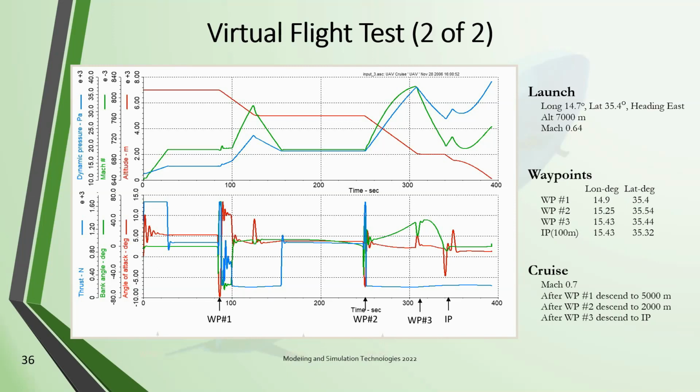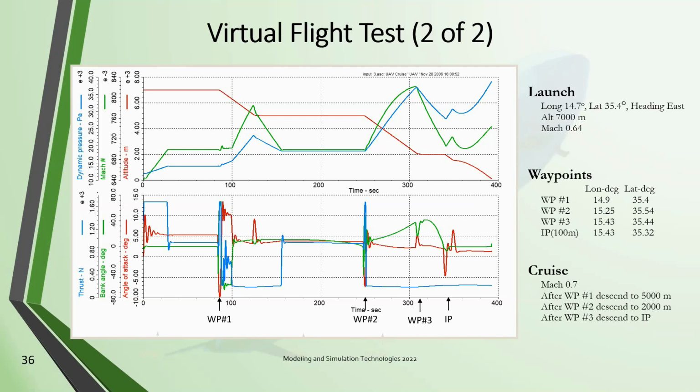We're following the Mach number. Well, the launch is at 0.64, but we want to cruise at 0.7, which is pretty much obtained while it cruises at this 2,000 meter altitude. No, that's the 5,000 meter altitude. And of course also during the 2,000 meter altitude.